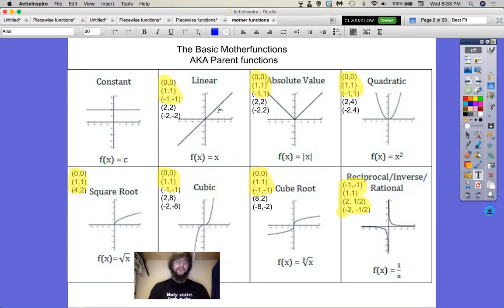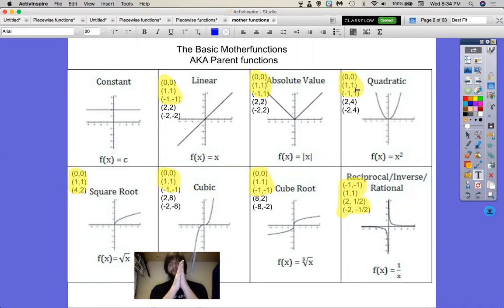Now, why don't I have a vertical line here? Because it's mother functions, not mother relations. A vertical line is not a function. This is your absolute value function. The absolute value, we did that a lot way back in the beginning of the school year. Quadratic function, also known as the parabola, also known as the squared. Its name is the quadratic, though.